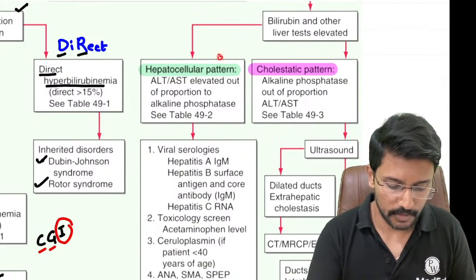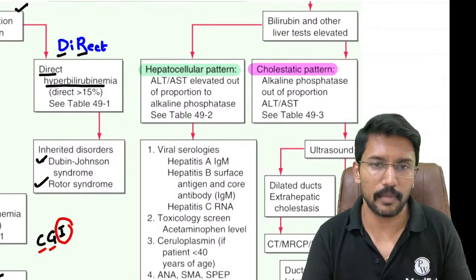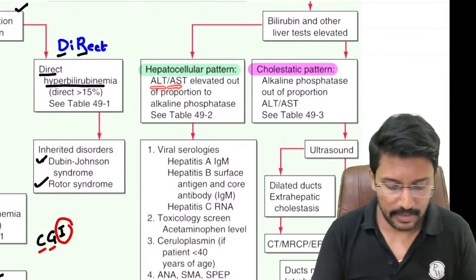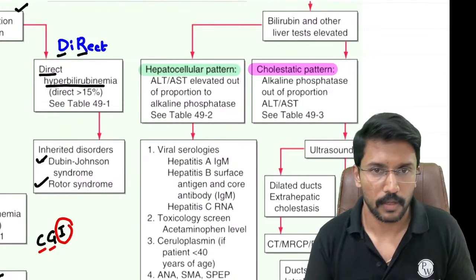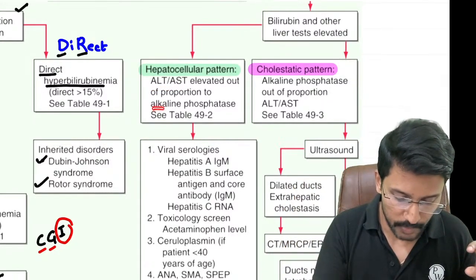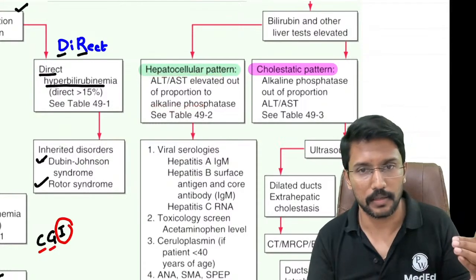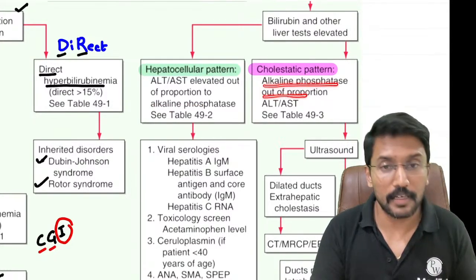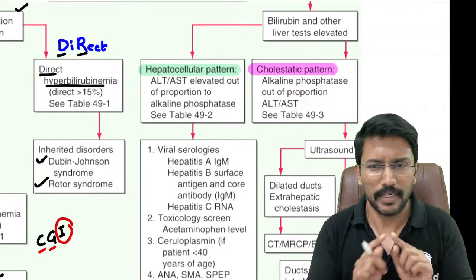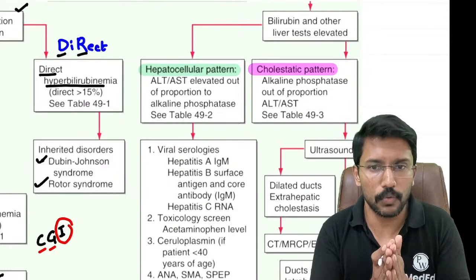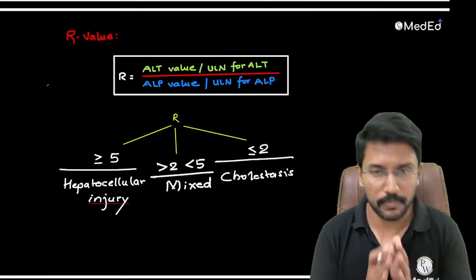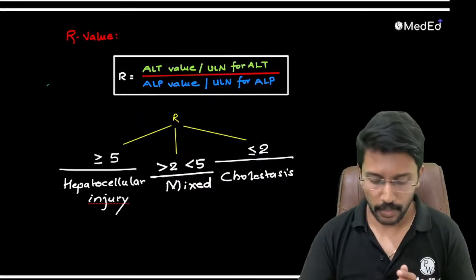Now, how do I identify whether the patient has got hepatocellular pattern or cholestatic pattern? Okay, so this is what Harrison says. We have to look at AST and ALT elevation and the alkaline phosphatase elevation. If AST and ALT are elevated more than the elevation of alkaline phosphatase, then it is called as hepatocellular pattern. And if alkaline phosphatase is elevated more than the elevation of AST, ALT, then it is called as cholestatic pattern. Okay, but it still becomes a bit difficult, right? So what we will do is, we will learn something called as R value. It is not there in the Harrison, but it is nonetheless important for us. R value. What is this R value? We have a formula for it.